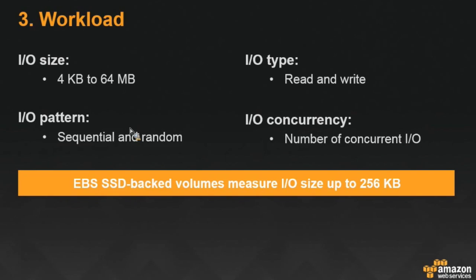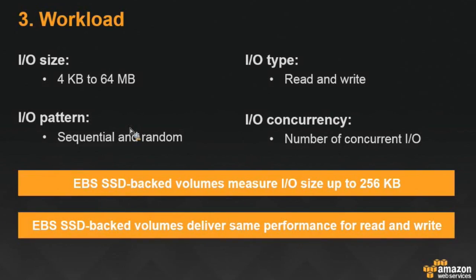The I/O type is important to understand, so whether it's a read or a write. Interestingly on EBS, reads and writes do not have any different throughput characteristics. You can read and write at the same number of IOPS, which is quite different from a normal hard drive environment. And then I/O concurrency, the amount of I/O that's happening. And we're going to spend a little bit more time in the next few slides diving into what I/O concurrency means. But I/O concurrency is essentially the queue depth that is being presented on your block device. And one of the big changes with EBS SSD volumes is that IOs are now measured up to 256 kilobytes a second. And I already mentioned that we deliver the same performance for read and write.